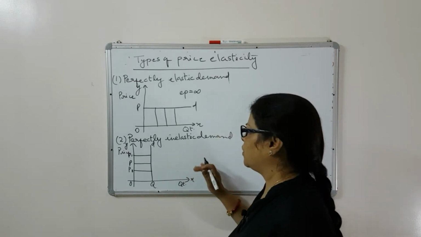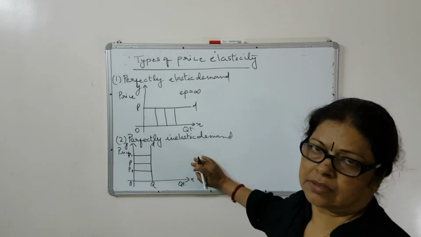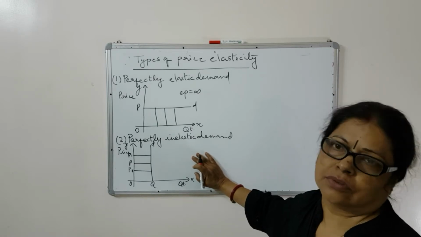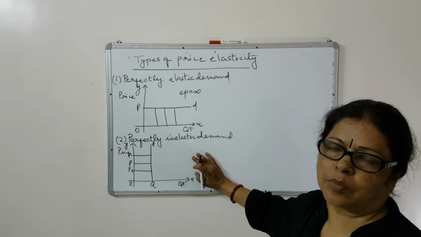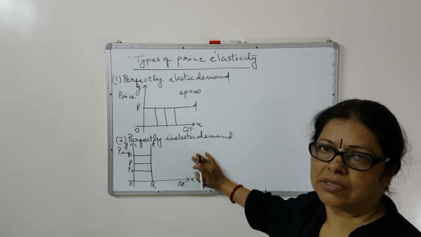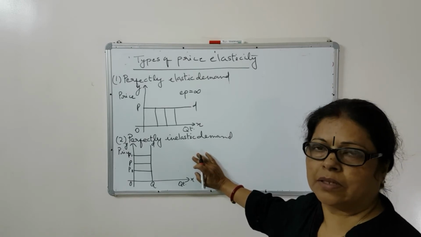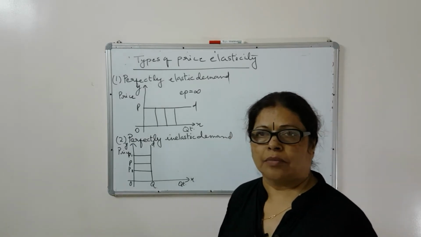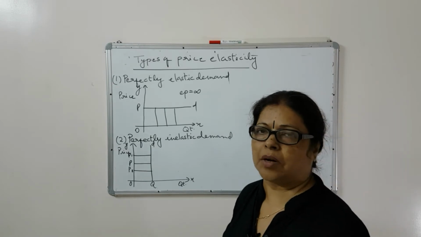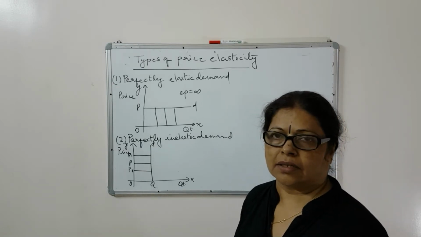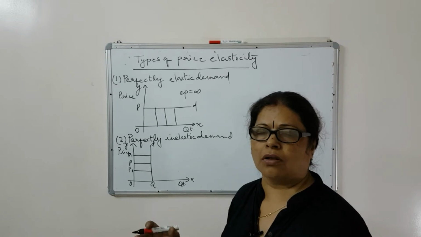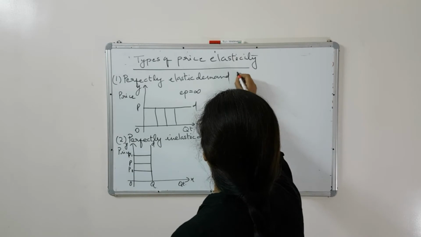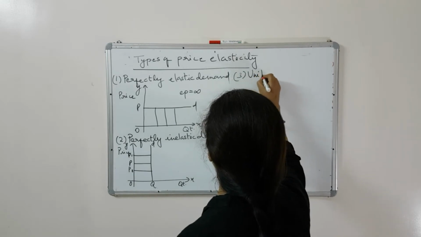This is applicable in case of bare necessities. Means whether price rises or falls, we have to consume this commodity and quantity remains the same. For example, for a patient who is admitted in the ICU, the demand for oxygen cylinders will be inelastic. Price rises or falls, the demand will remain the same. Third is unitary elastic demand.